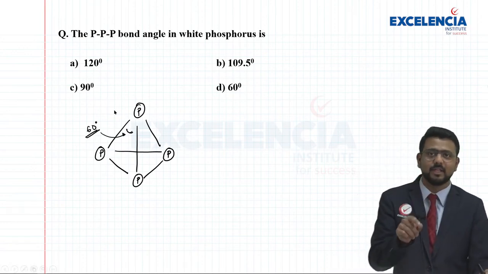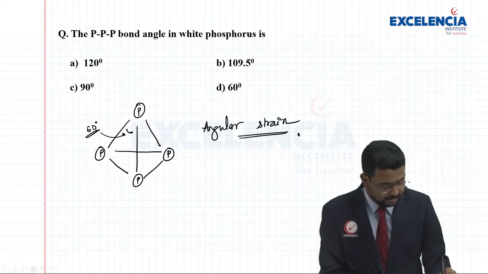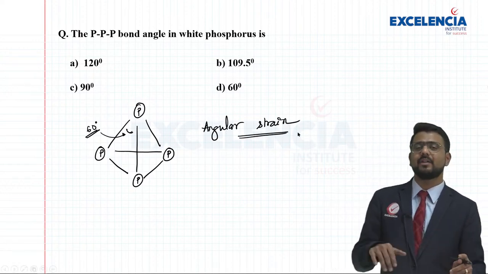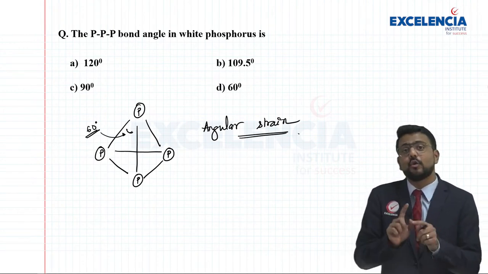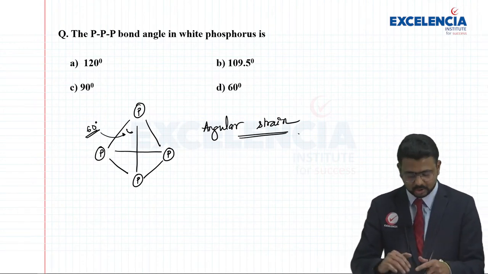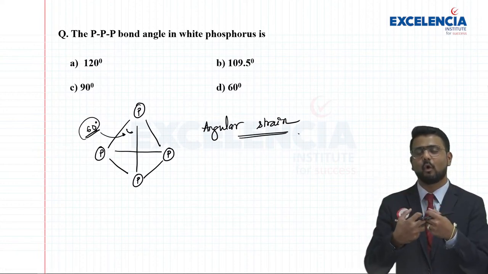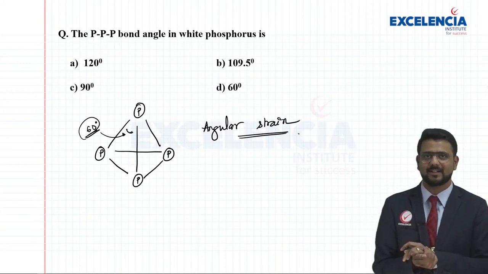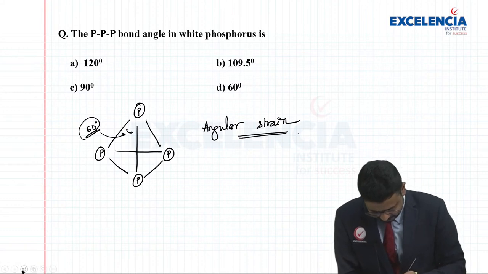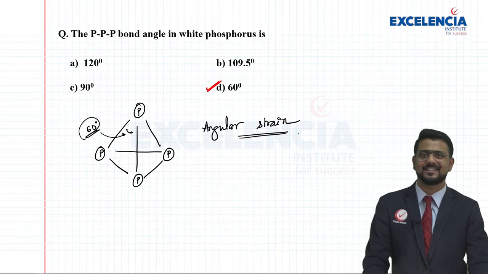And it is because of this that there's something which you call angular strain. Because of this angular strain, we can say that white phosphorus shows higher reactivity. Actually speaking, this bond angle should have been 90 degrees. But because of the structure, its bond angle is found to be 60 degrees. So phosphorus atoms would want to go away from each other by breaking the bonds. And that's the reason it shows higher reactivity, right? So as far as this question is concerned, your answer should be option D, that is 60 degrees. Clear?